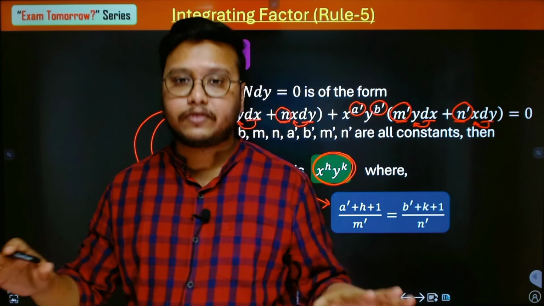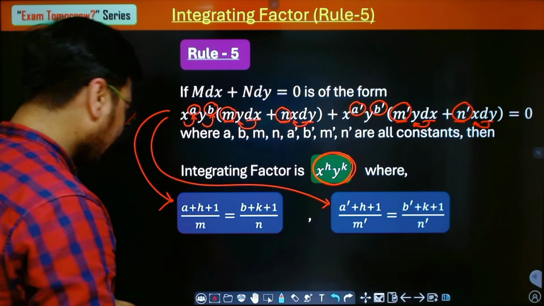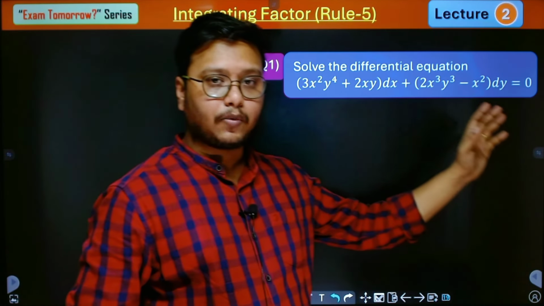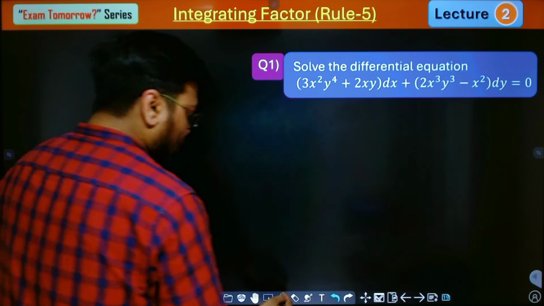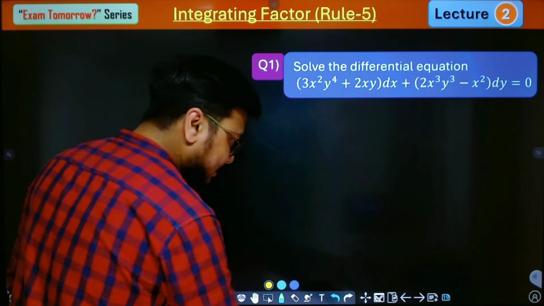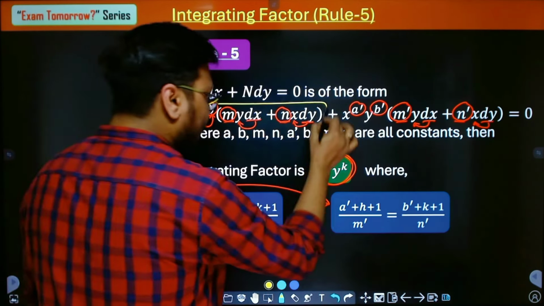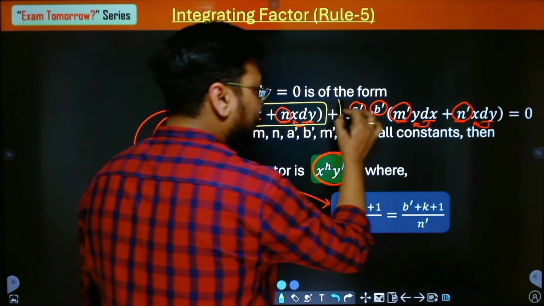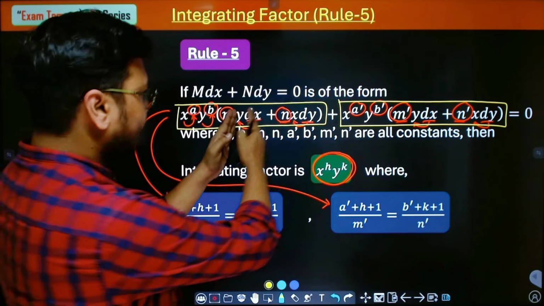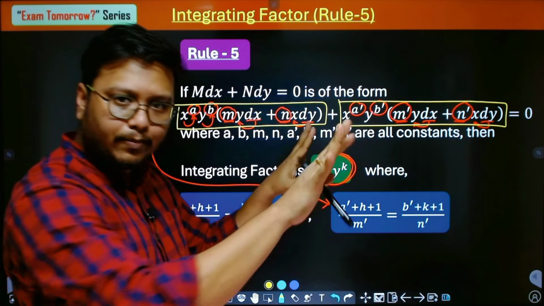Okay, so a lot of things are happening. Let's take a look at a question. Okay, so this is our question. What we can do over here is that first we have to identify, as you can see in the format, you have to break it up into two parts. This is one part, this is another part. There are two dx terms, two dy terms. You have to break it apart.